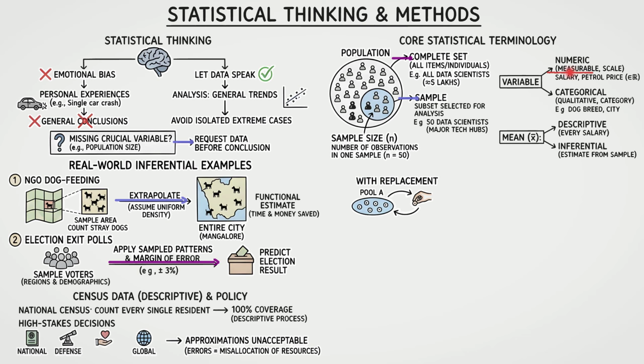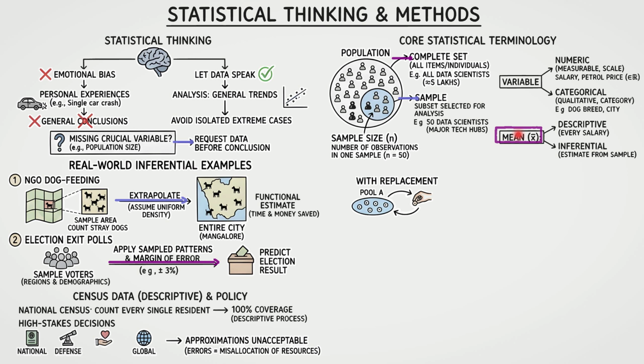A variable is any measurable attribute. It can be numeric, meaning it's measured on a scale, like a salary or petrol price, or it can be categorical, describing a qualitative trait like dog breed or city. The mean or x-bar can be calculated descriptively for the whole population or inferentially from a sample.